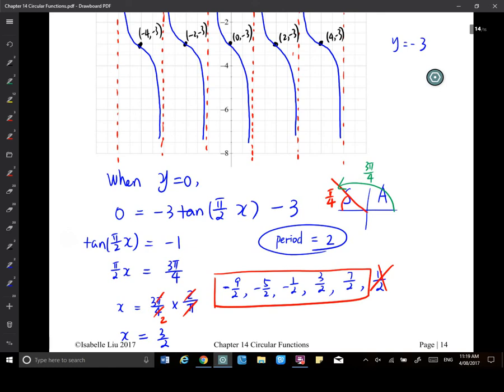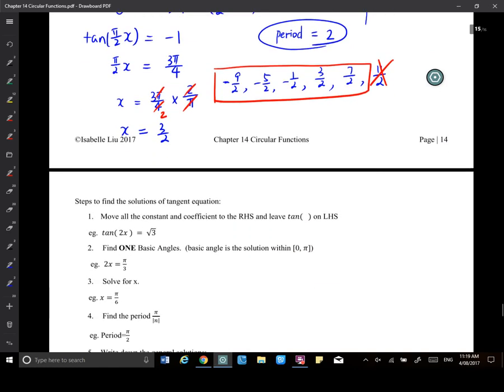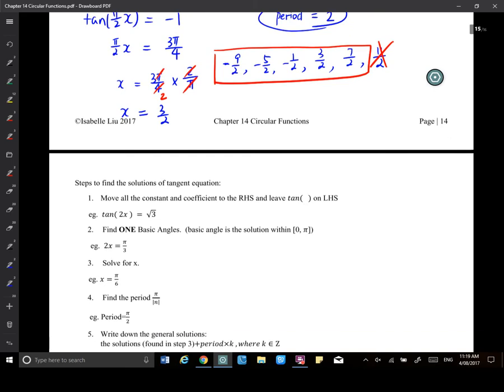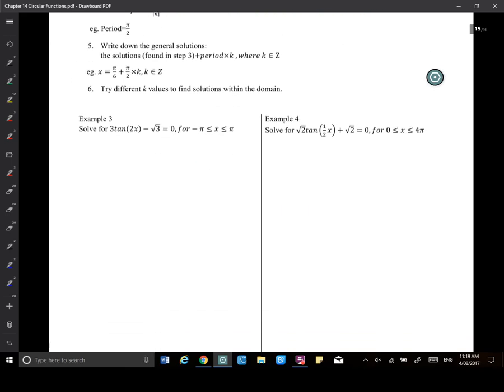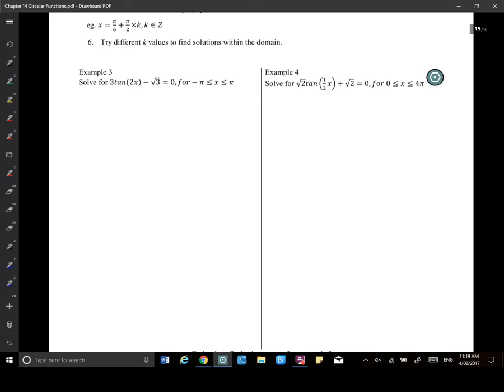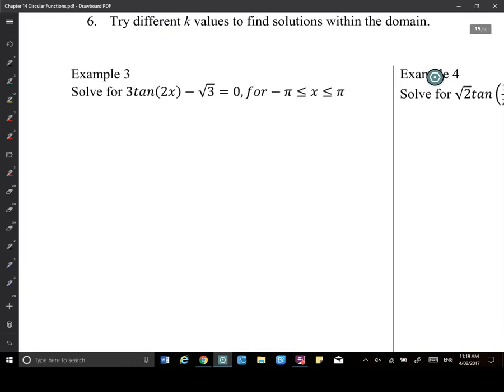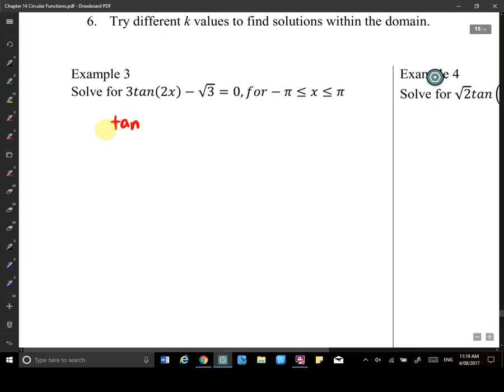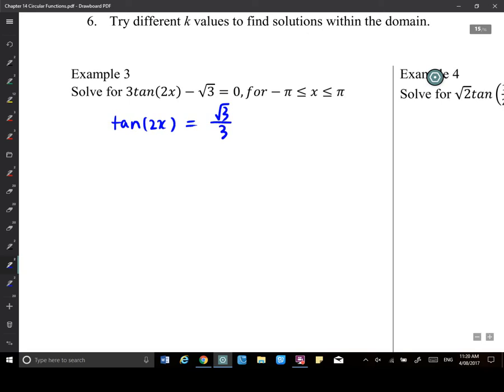Alright, so we will continue with solving some tangent equations here. We're trying to practice a bit more solving tangent. The example we have here is 3 tangent 2x minus root 3 equals 0. Same as sine and cosine solving, we will have tangent 2x equals root 3 over 3. My question is, tangent what is equal to root 3 over 3?